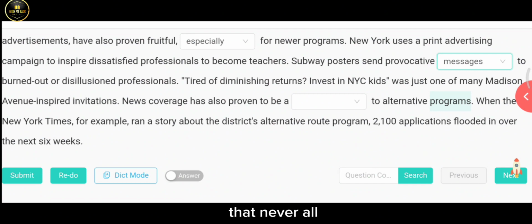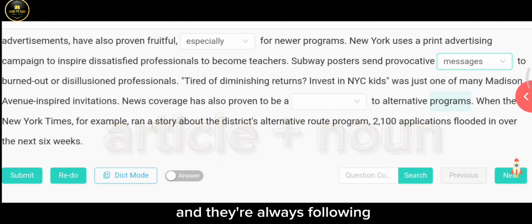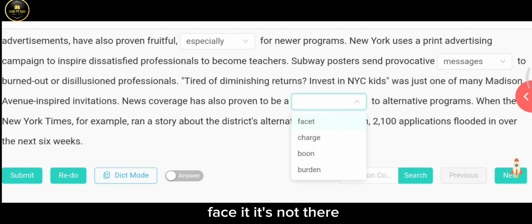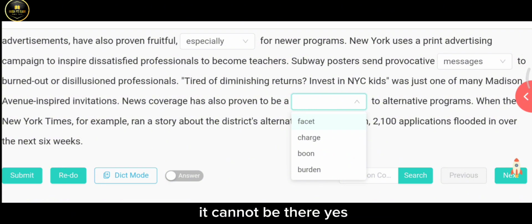So guys, whenever a comes in any of the sentences, a and the, they are articles and they're always followed by a noun, right? So over here I can say that it's a singular noun and with a consonant sound. Proven to be a dash to alternative programs, something like facet, it's not there. Facet is another way. Charge, proven to be charged, no, it cannot be there. Yes, it can be a boon. Boon means the blessing, or you can say vardhan in Hindi.